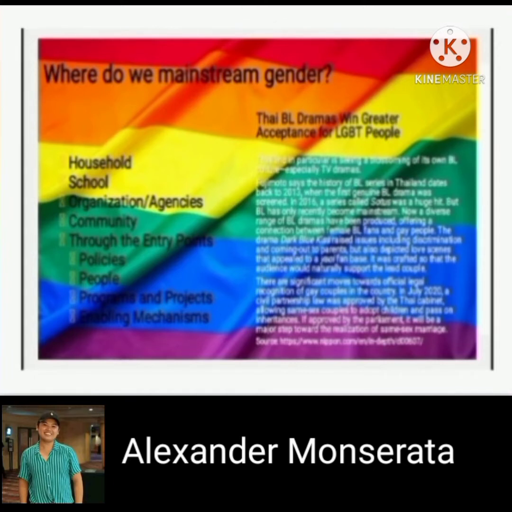The drama Dark Blue Kiss raised issues including discrimination and coming out to parents, but also depicted love scenes that appealed to a Yaoi fan base. It was crafted so that the audience would naturally support the lead couple.